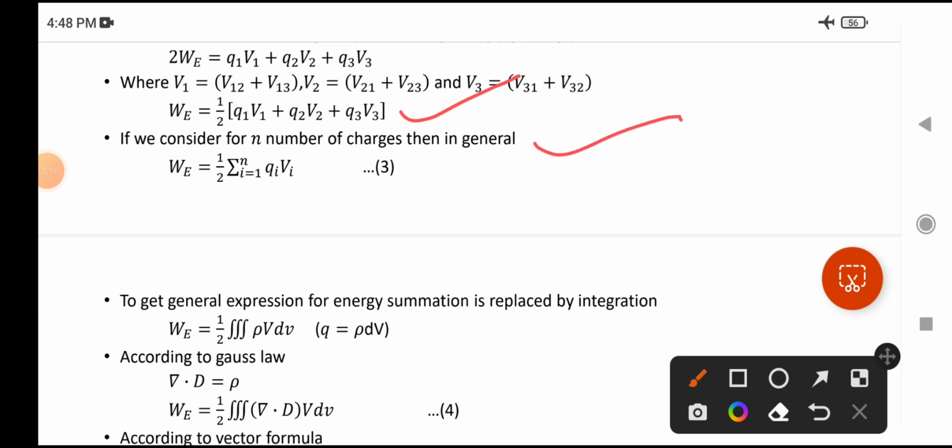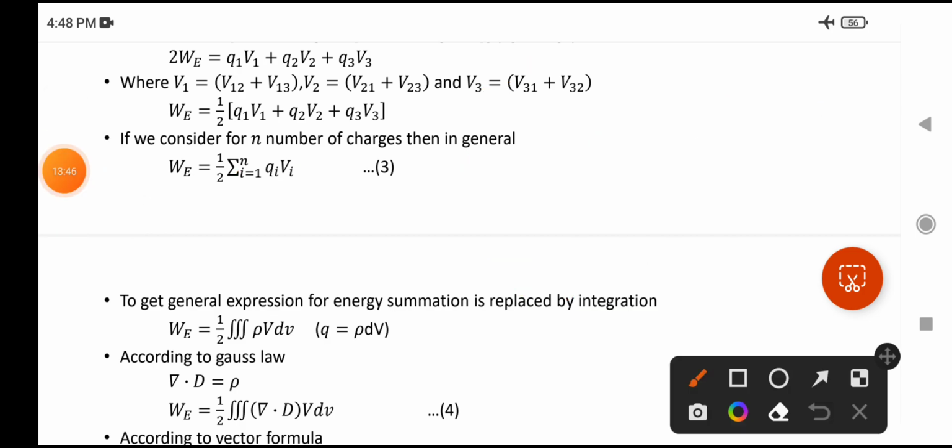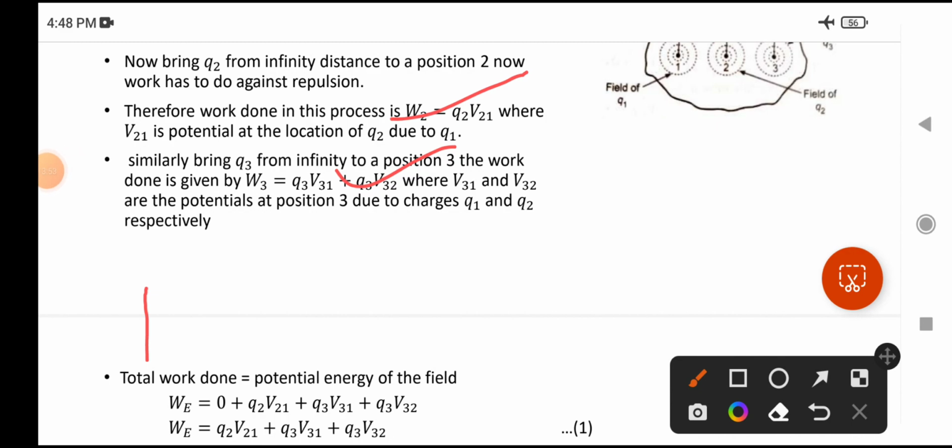Let there be n number of charges. We can write W equals 1 by 2 summation, i running from 1 to n, Q_i V_i. If you write it out, first Q1 V1, plus, summation means plus, next Q2 V2, plus Q3 V3, plus so on up to n. So that is how we get this; it is the short form of this for n particles or n charges. Okay, next.